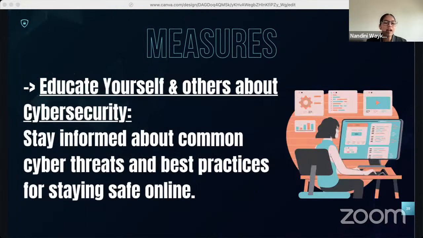The next one, and the last one here, is to educate ourselves and others about cybersecurity. We should stay informed about all the common cyber threats going around and best practices for staying safe online. We should stay informed first, and we should also educate others about it.